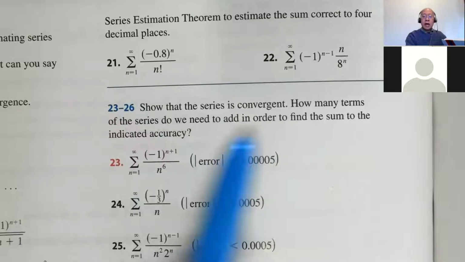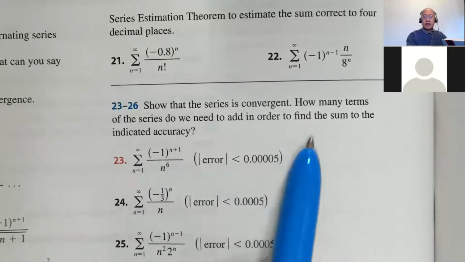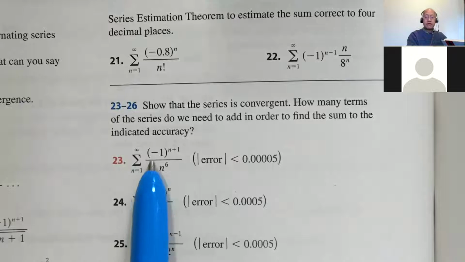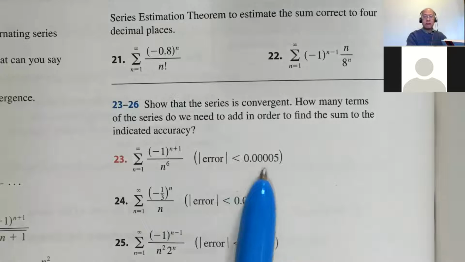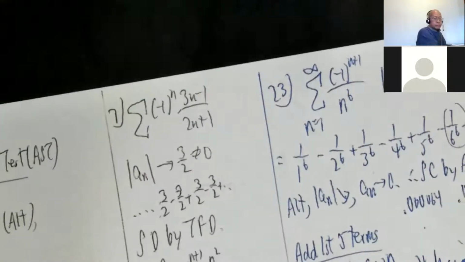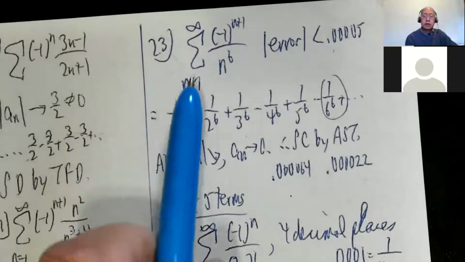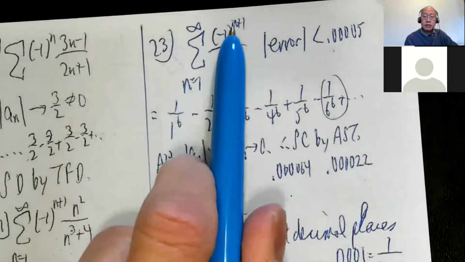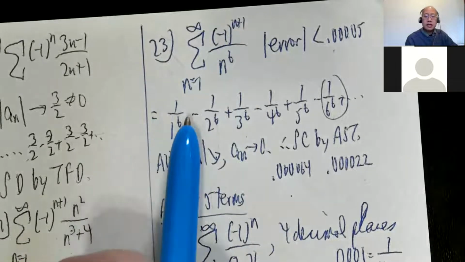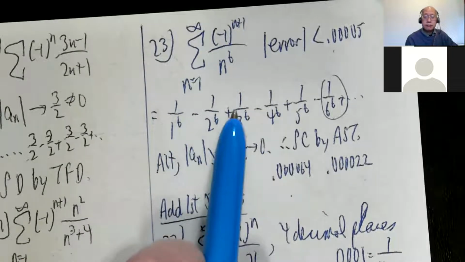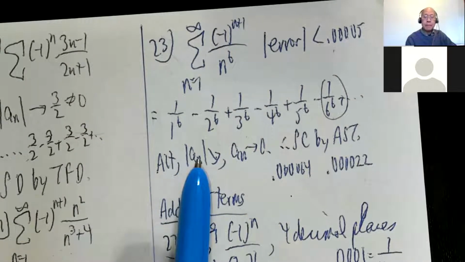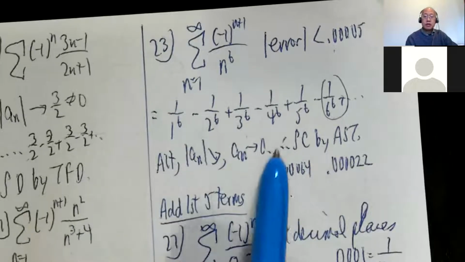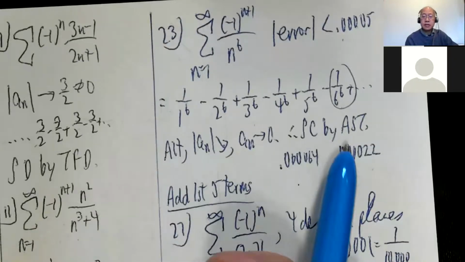Show that the series is convergent. How many terms of the series do we need to add in order to find the sum to the indicated accuracy? The series is -1 to the n plus 1 over n to the 6. The absolute value of the error is less than 0.00005. So here's the series. It starts off positive. Plug in 1: 1 plus 1 is 2, -1 squared. So 1 over 1 to the 6 minus 1 over 2 to the 6, and so on. Alternating, yep. Terms decrease in absolute value, yep. Terms approach 0, yep. Therefore, the series converges by the alternating series test.